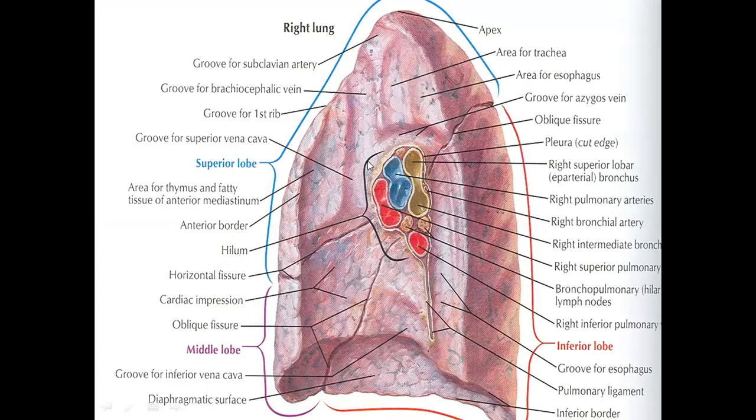You can see this is a root which is present in the hilum. So here is a depression on the medial surface of each lung, right and left. So on both sides you are getting hilum, on both sides you are getting roots on the medial surface.